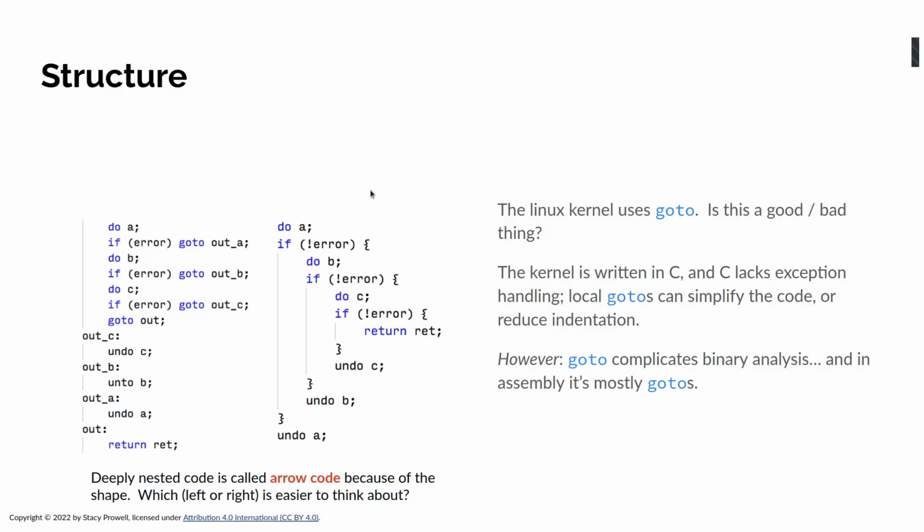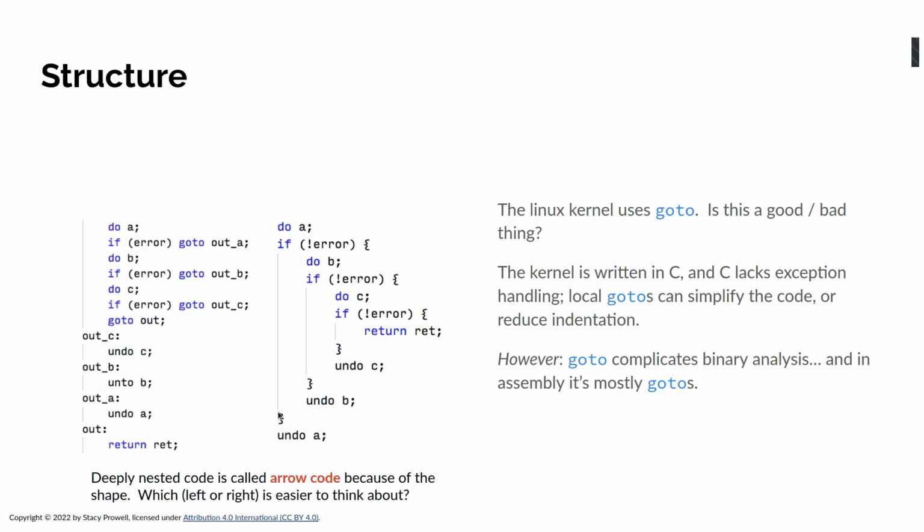All right. So the kernel's written in C, so it doesn't have exception handling, and gotos can simplify the code. But this code has advantages for analysis that this code does not. And that is an important point.